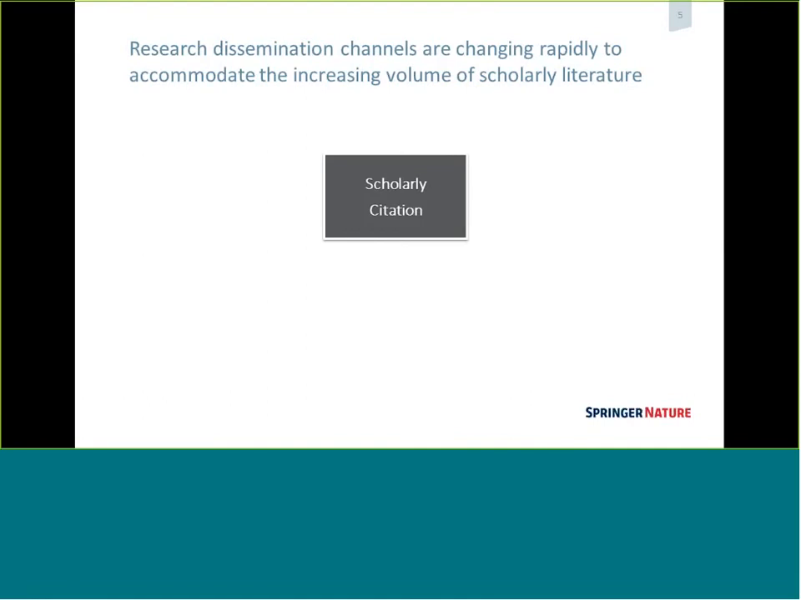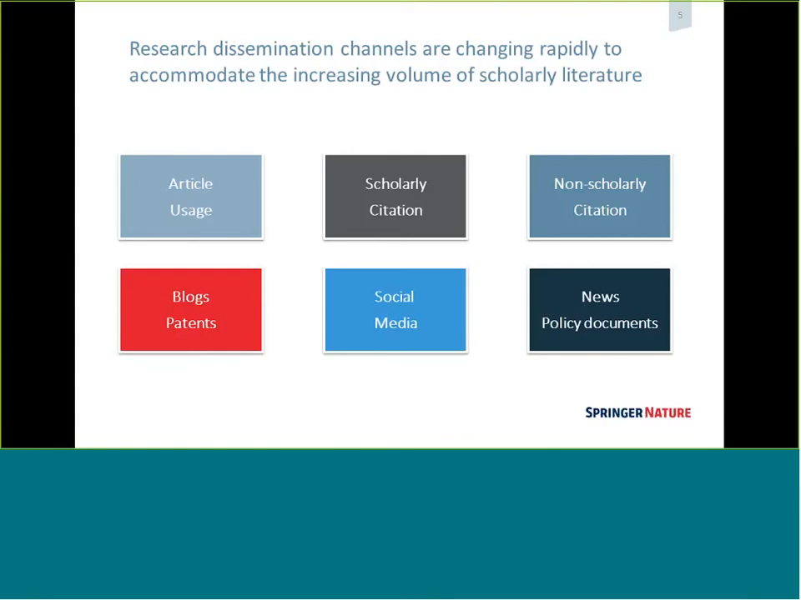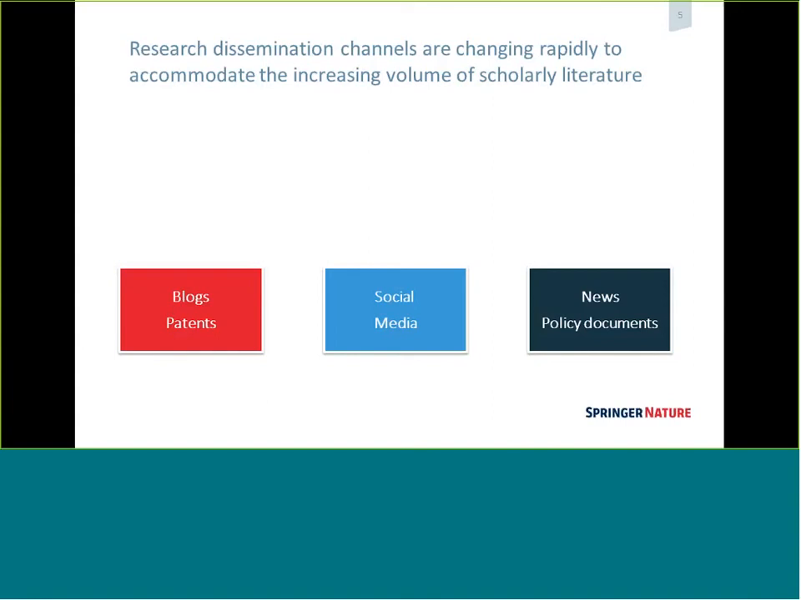Also, over the past 5 years, this dissemination of research has changed quite rapidly, which accommodated the increasing volume of scholarly literature. Initially, only a scholarly citation, an article citing an article or a book or vice versa, and that's pretty much the end of the story. Now we see that articles are also shared on social media, in news, policy documents, non-scholarly citations, in blogs, patents, and we know of article usage. And all of this changes the way we can assess the quality of an article.